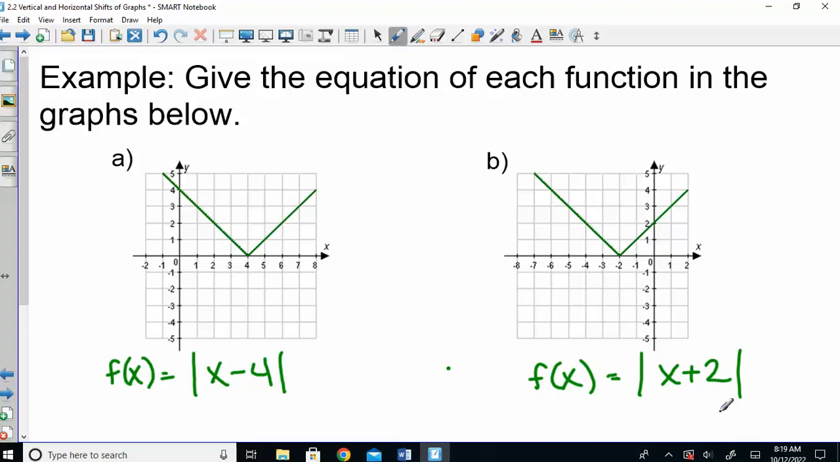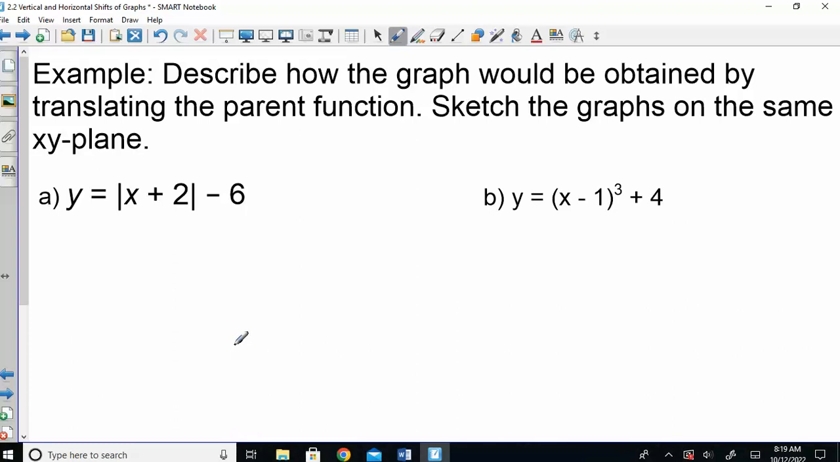So I have 2 slides left. We're not limited to only doing one transformation at a time. So let's try a couple where we have more than one thing we need to do. I want you to tell what the transformation would be and graph this. Yeah, we do have to graph it too.